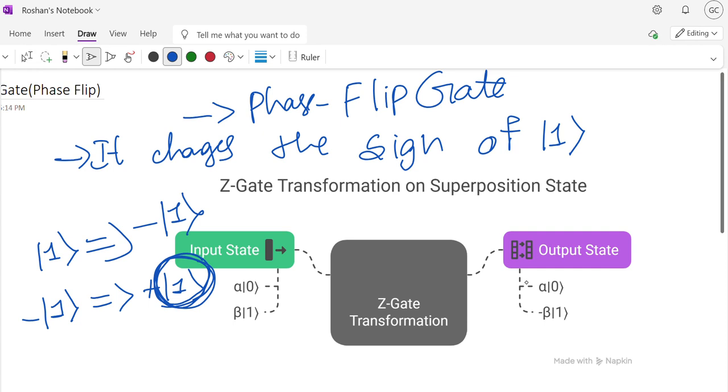The input is alpha ground state and beta excited state. Here you can observe beta excited state is positive, whereas here beta excited state results in negative.